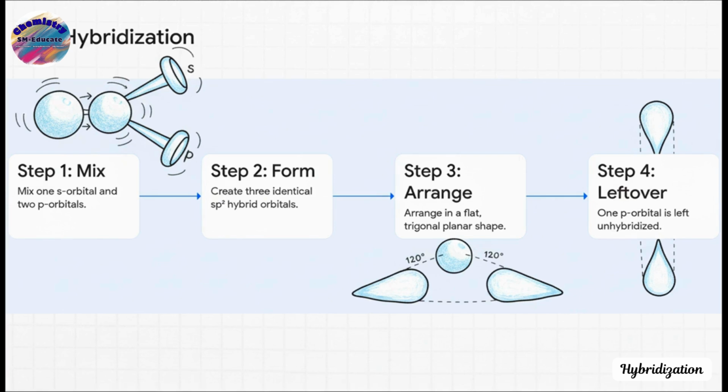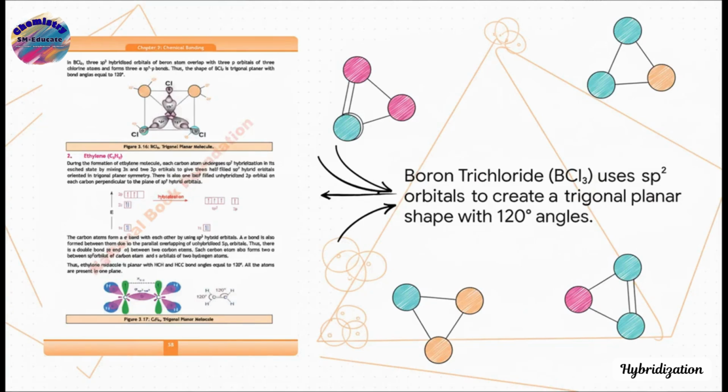It leaves 1 p orbital completely untouched and left over. And we can see this perfectly in molecules like boron trichloride. That central boron atom uses its 3 new sp2 orbitals to bond with the chlorine atoms, and what you get is this perfectly flat triangular molecule.